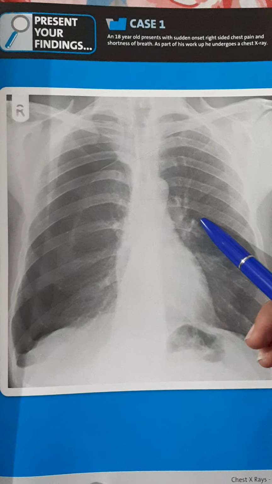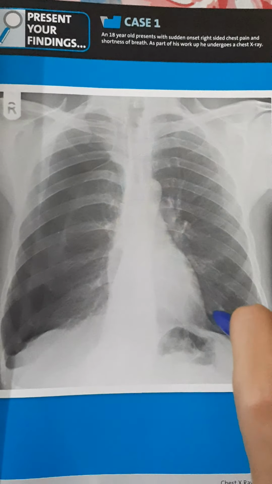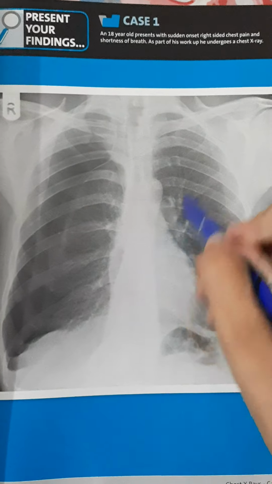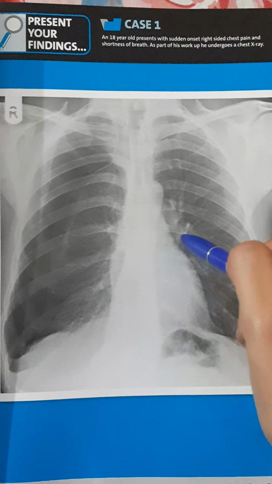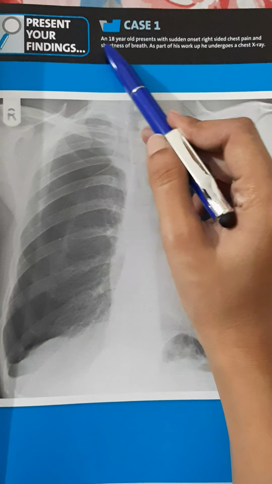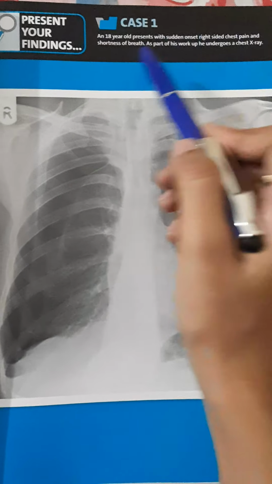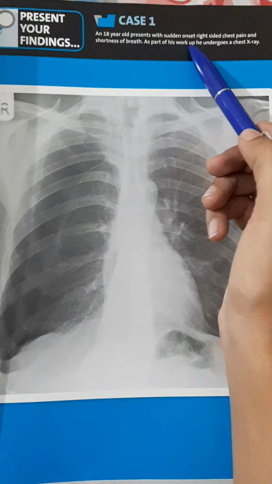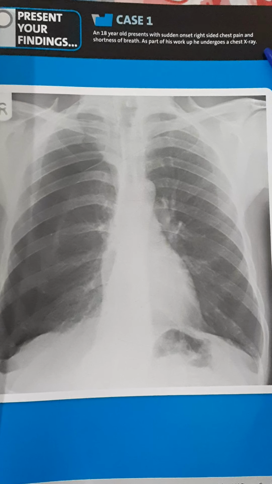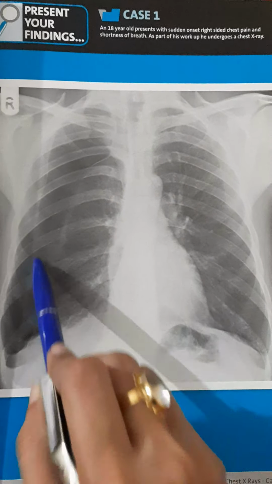We are going to discuss the chest X-ray of a specific disease on the basis of clinical scenario and radiological findings. The case is an 18-year-old who presents with sudden onset right-sided chest pain and shortness of breath. As a part of his workup, he undergoes a chest X-ray. And here comes his chest X-ray.